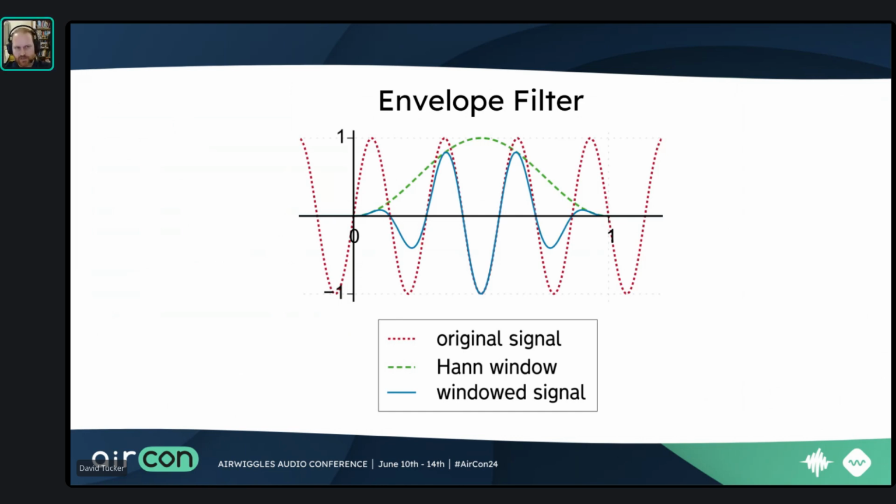So in this picture here, there's a red dashed line that represents the incoming signal. In this case, it's just a pure sine wave, but it could be anything. There's a green dashed line that represents the envelope filter. That's the signal we're generating. And when you multiply the two together, you end up with the blue line. You can see that no matter where the signal was at in its position, it is starting at 0 and ending at 0, fading in and out. And then in the middle, it's got full magnitude.